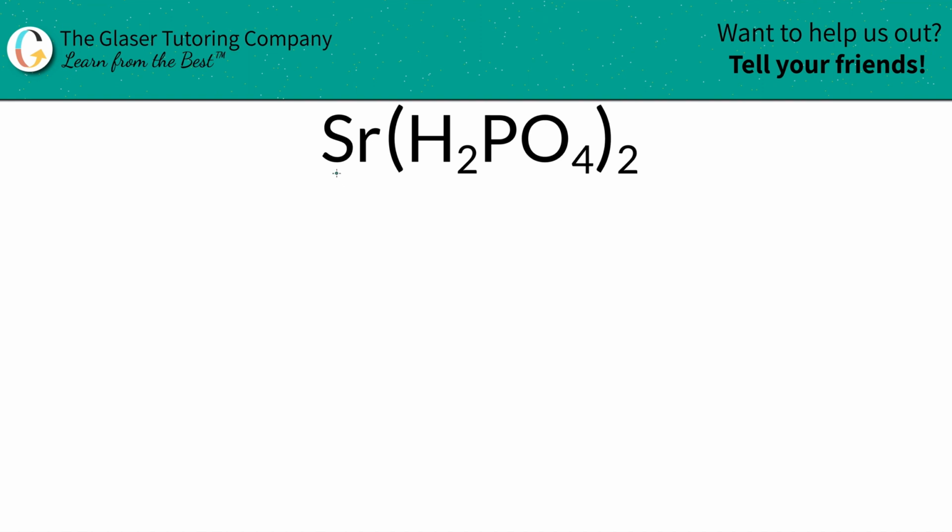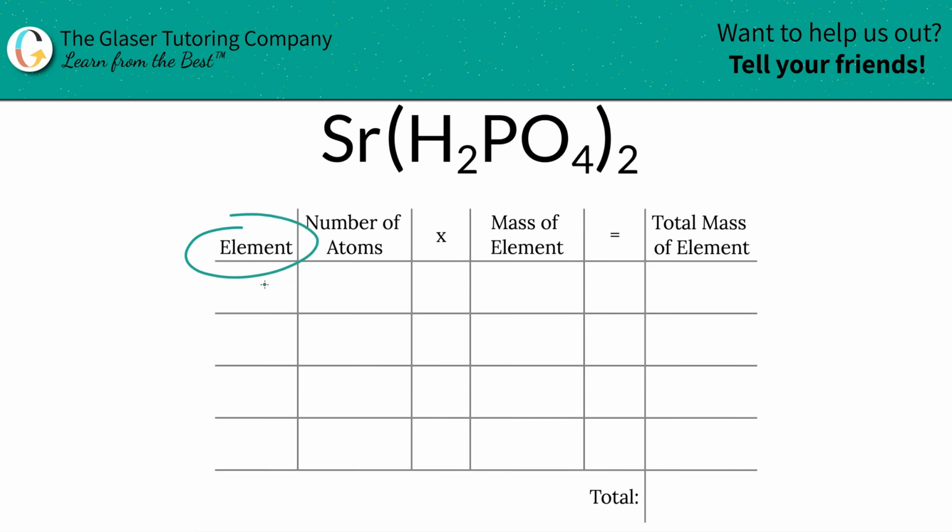So let's find the mass percents of strontium, hydrogen, phosphorus, and oxygen in strontium dihydrogen phosphate. First thing is we're going to find the total mass, then we'll find those percents. The first thing I'm going to do is write down the elements we have in the compound: strontium, hydrogen, phosphorus, and oxygen.